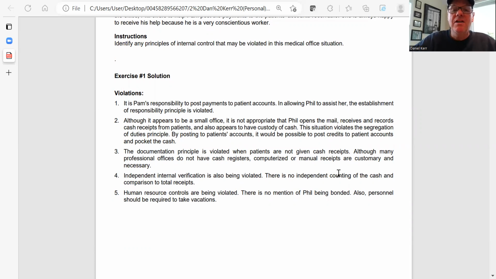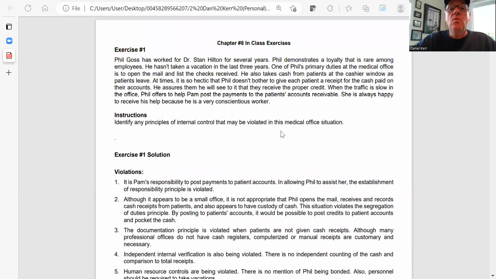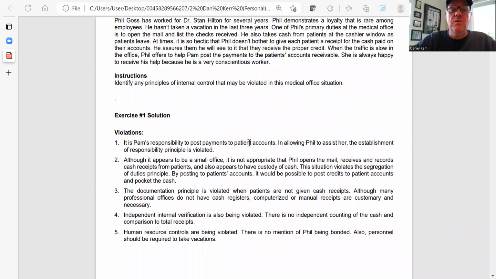There's no independent counting of cash, and human resources controls are definitely being violated here because there's no mention of whether he's bonded, which means it protects the company in the event that he steals. And also they're not required to take vacations. So be prepared. You ought to be able to read a short little case like this, and then you ought to be able to identify, probably in a multiple choice context, what are some of the things that have been violated here in terms of good internal control principles.